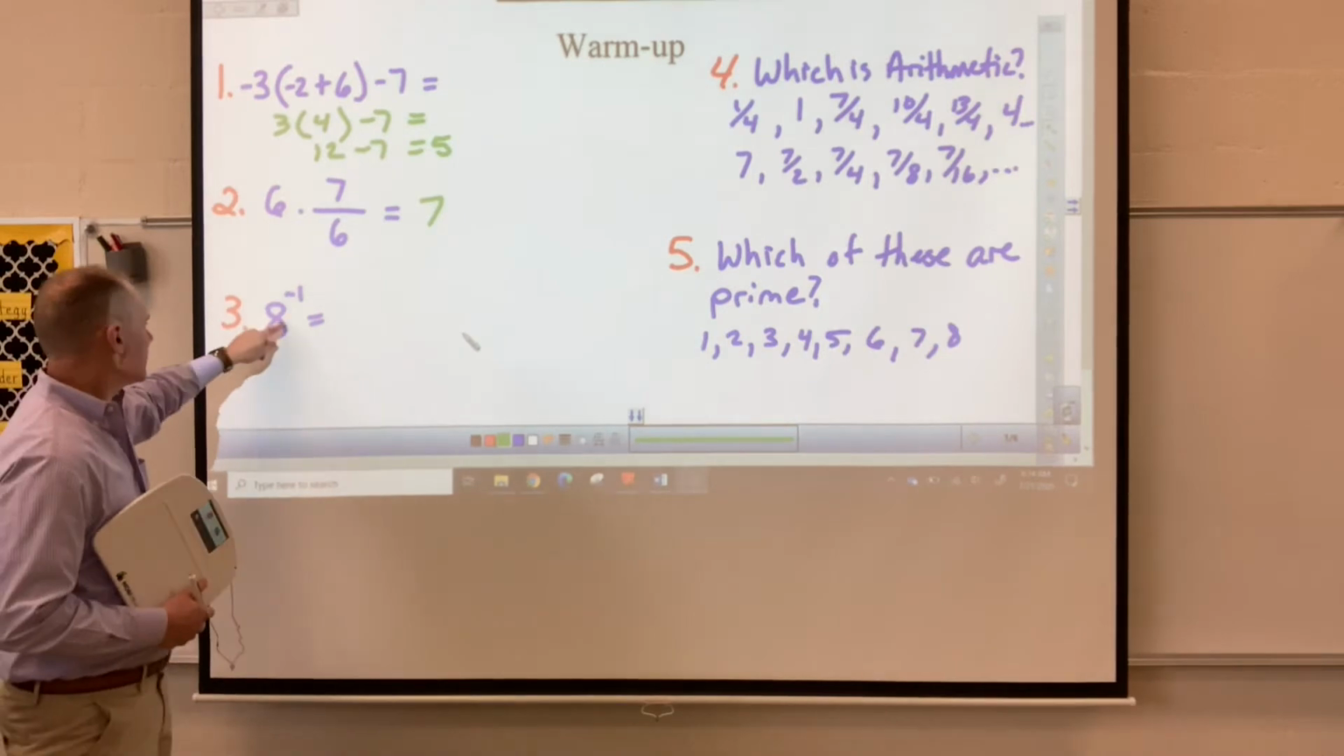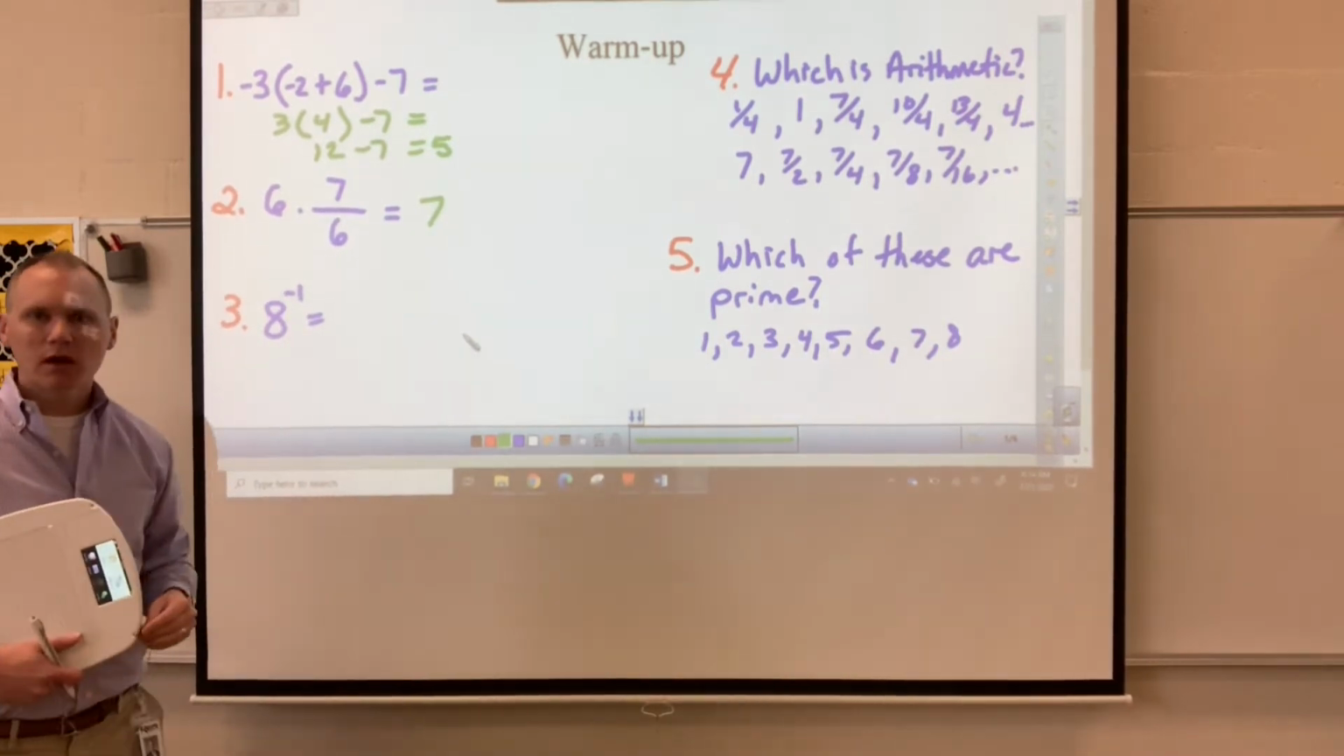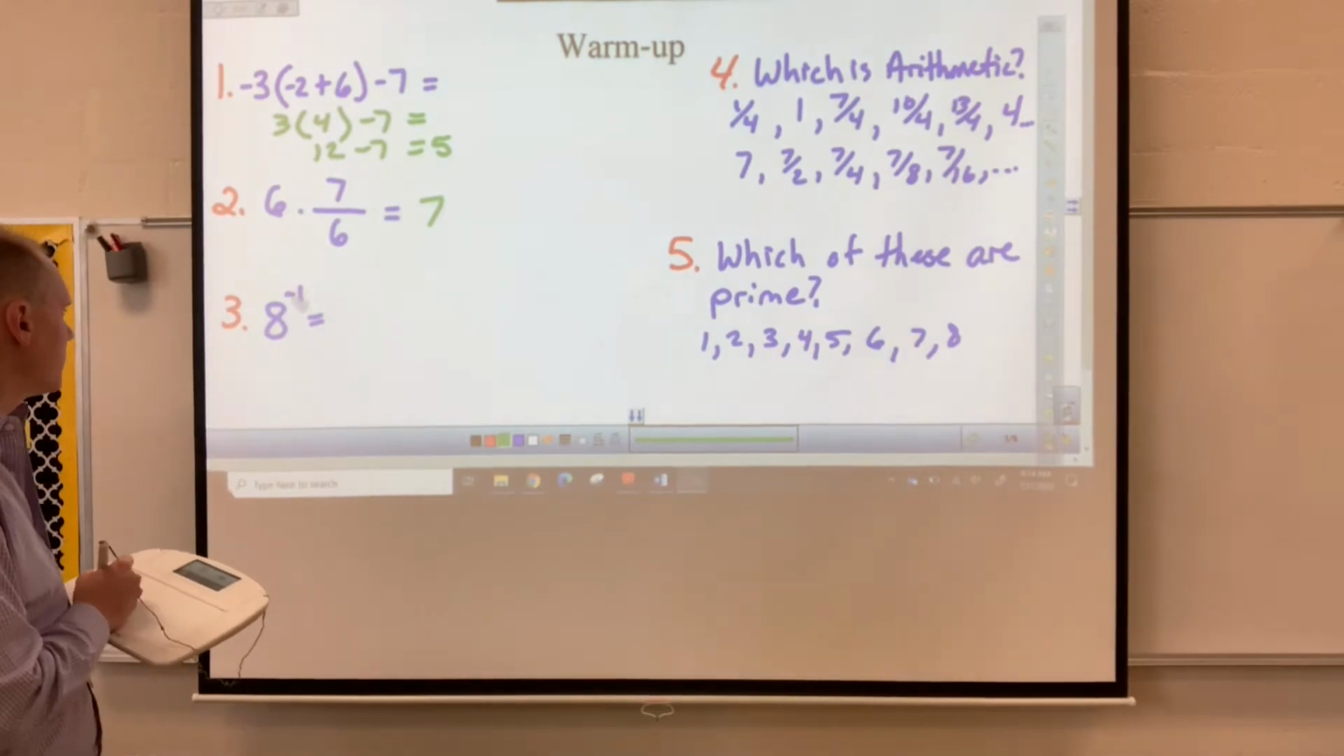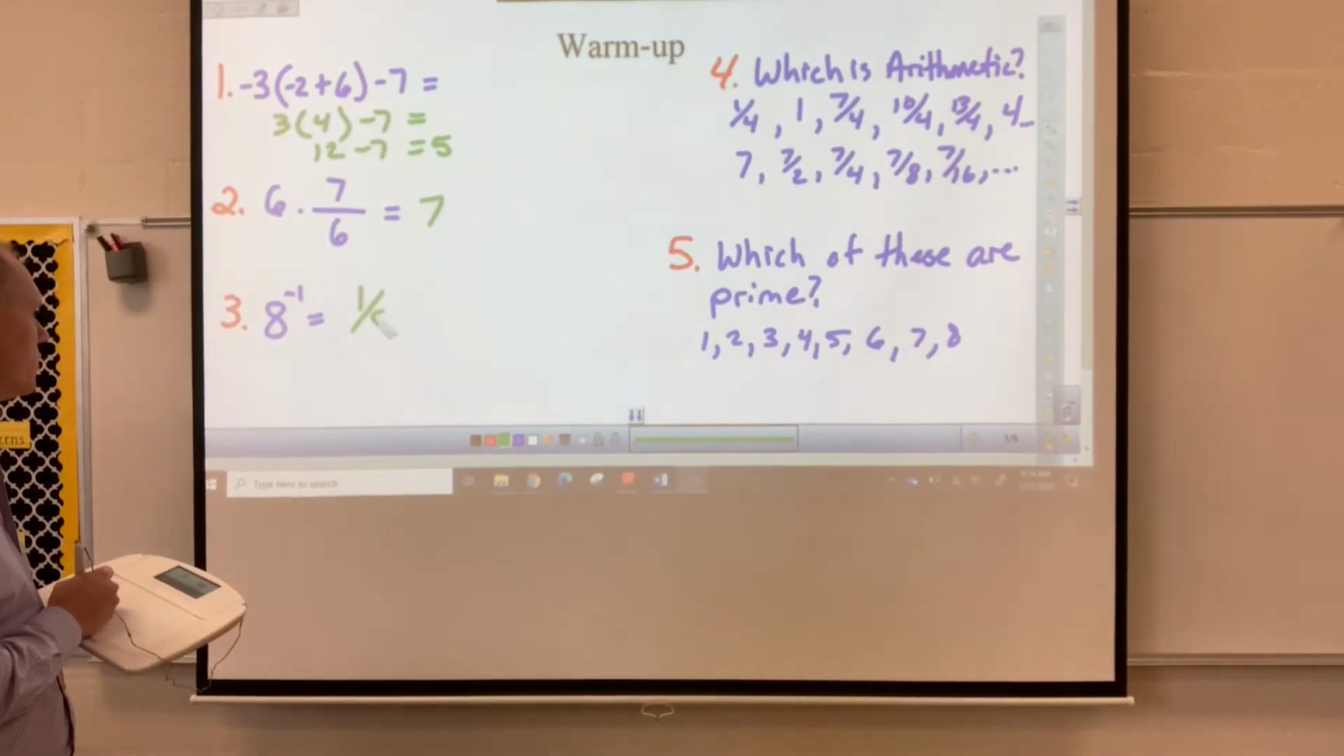Number 3, as we've talked about before, negative exponents are really just a reciprocal. And so in this case, we have 8 to the negative first power is going to be 1 over 8.